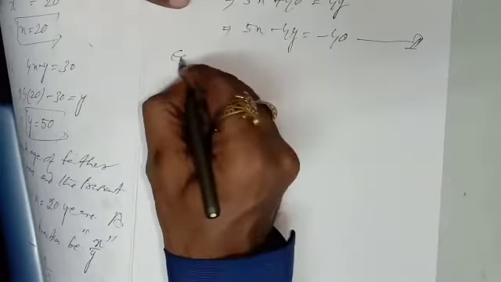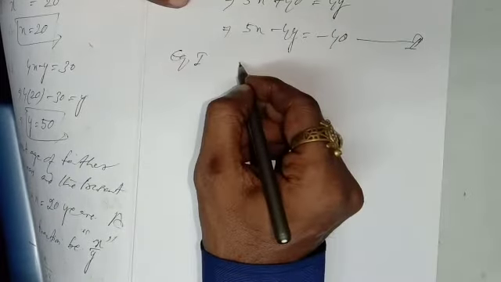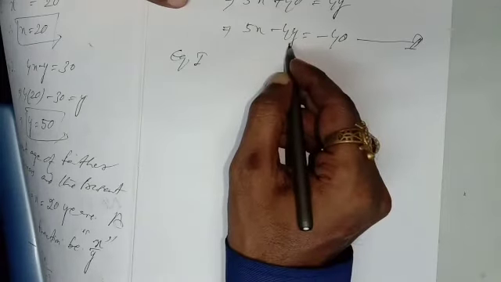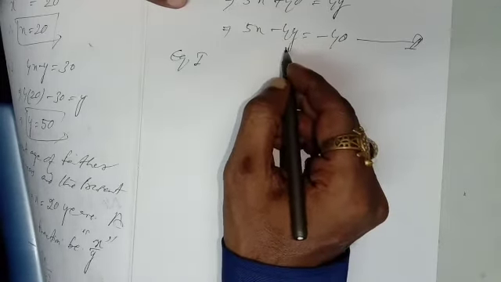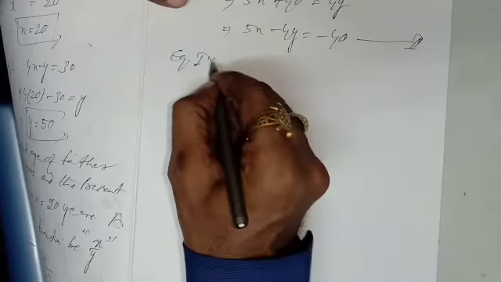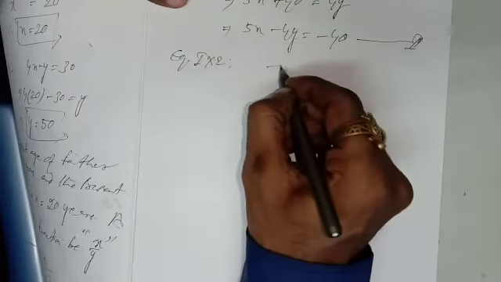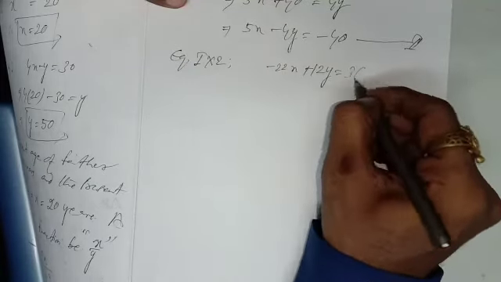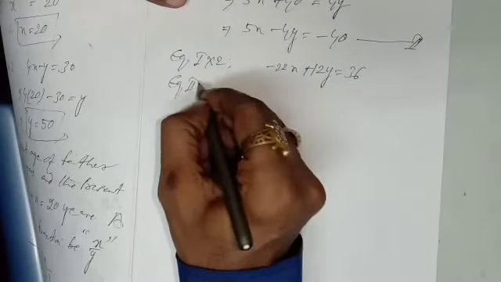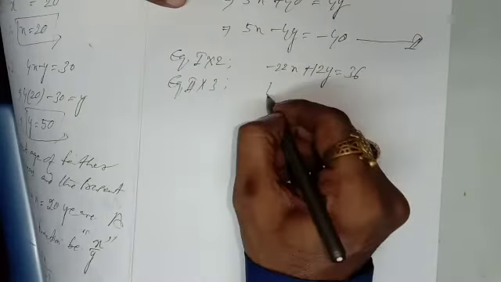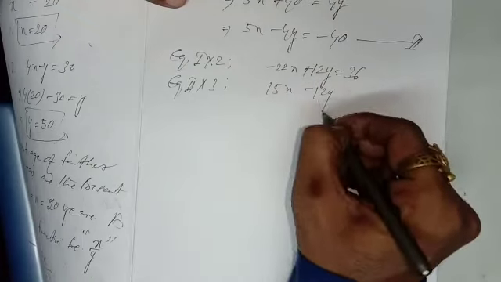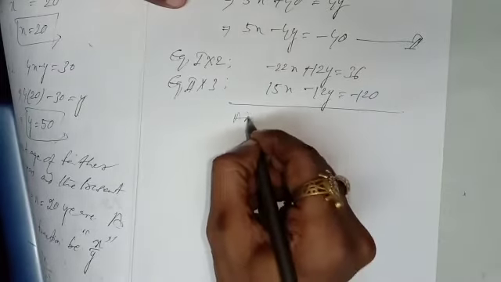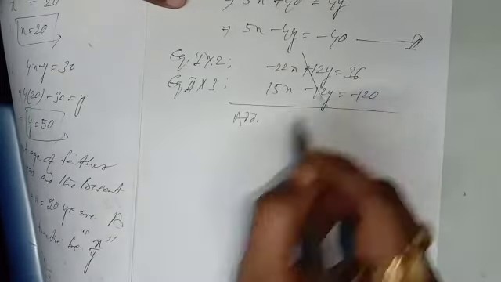So equation 1 has 6y, and here we have 4y. The LCM of 6 and 4 is 12, so multiply equation 1 by 2. Then this is minus 22x plus 12y is equal to 36. And equation 2 multiplied by 3 gives 15x minus 12y is equal to minus 120. After that you have to add. If you add, the y terms will cancel out.